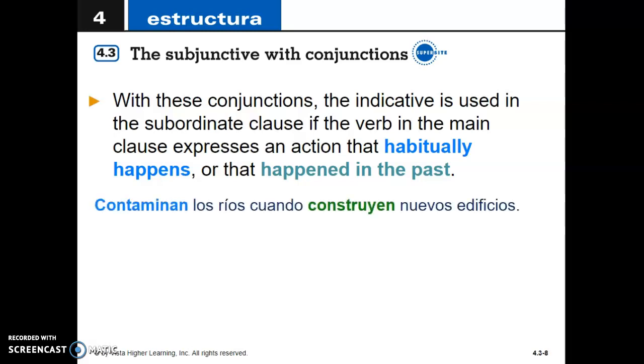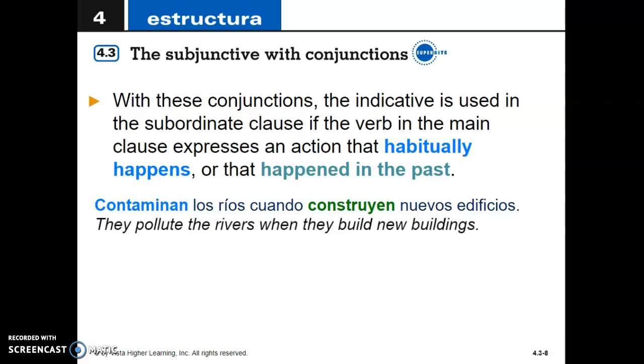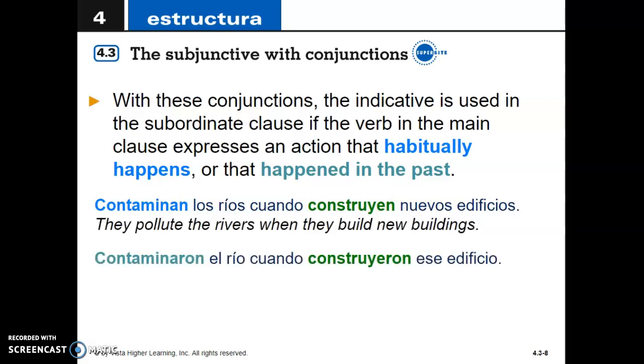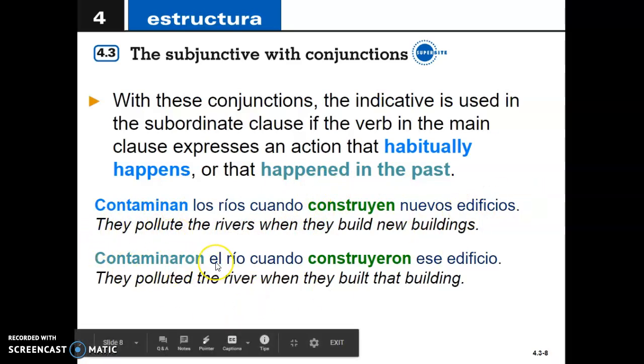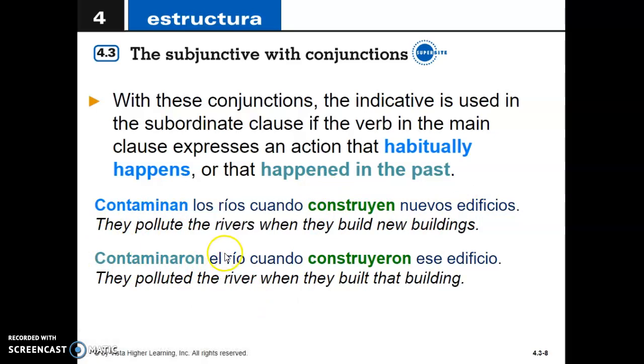So, contaminan los ríos cuando construyen nuevos edificios. It's a fact here. They pollute the rivers when they build new buildings. Contaminaron el río cuando construyeron ese edificio. They polluted the river when they built that building. So this is habitually happens, like in general, you can say that they pollute the rivers when they build new buildings. And this is something that happened in the past. They polluted the river, a specific time. They polluted the river when they built the building.